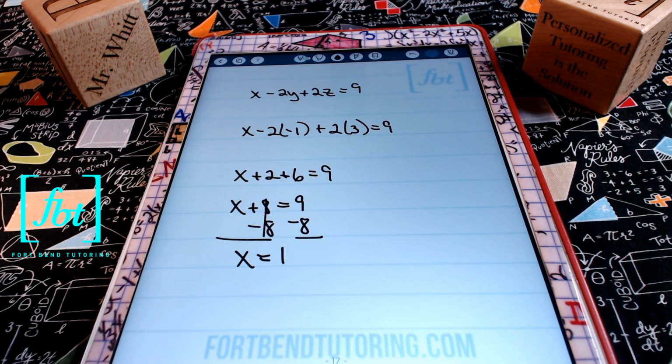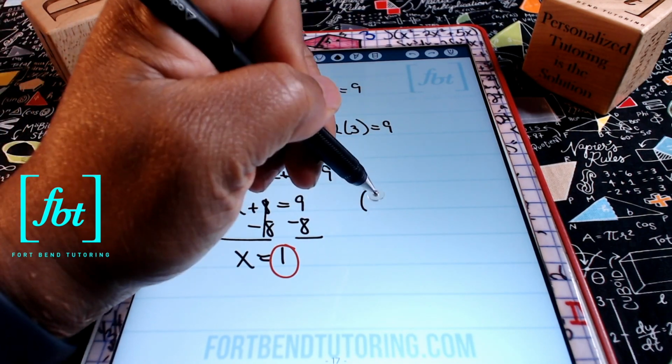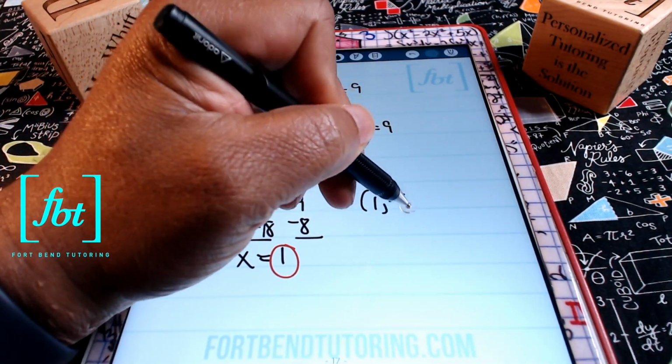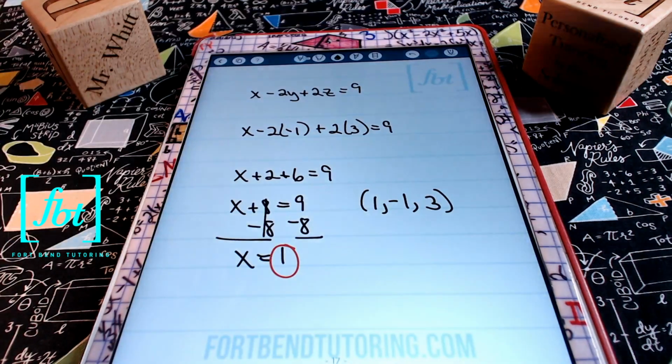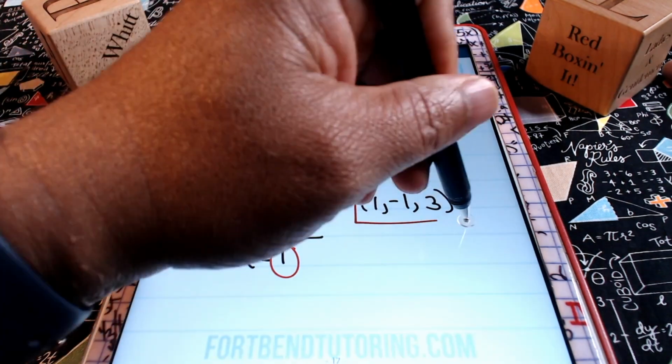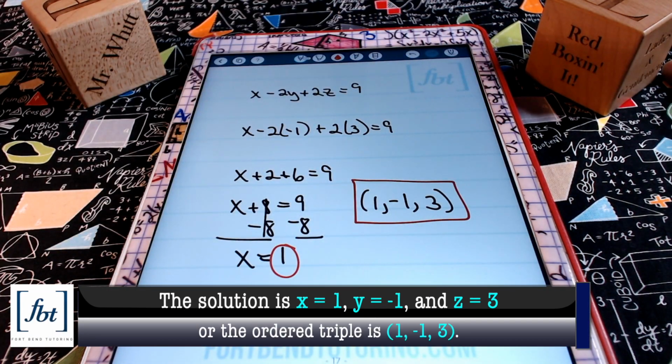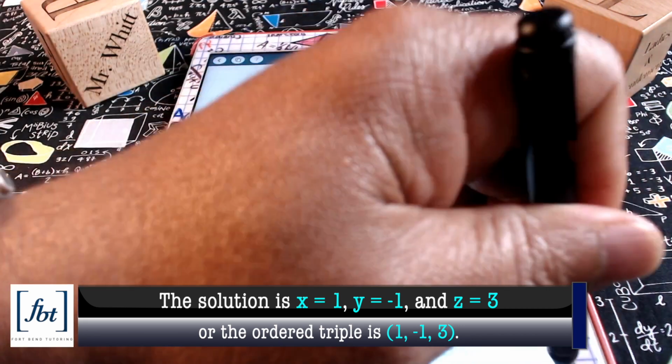And now you have all three values that you were looking for, your variables. With all the values solved for, we'll have our ordered triple as 1, -1, and 3. Red box it, people. There you go. And that is your answer for problem number 4. All right, let's check out problem number 5.